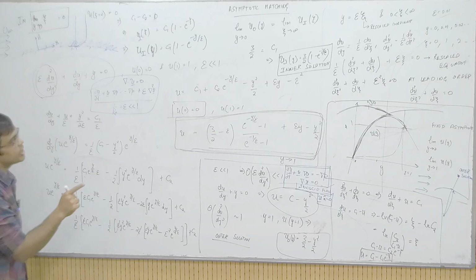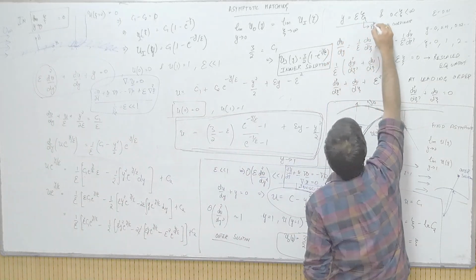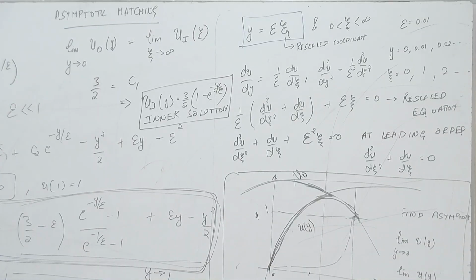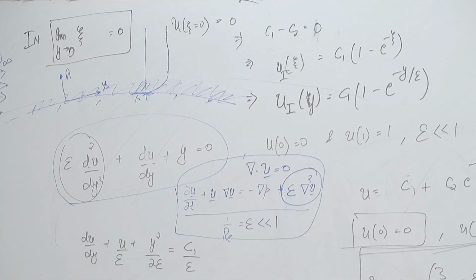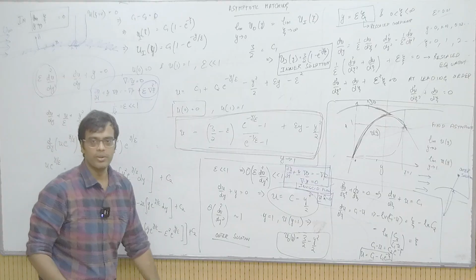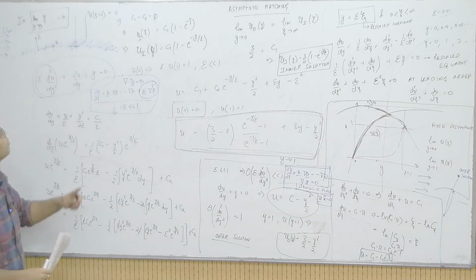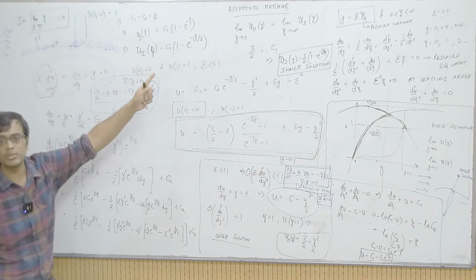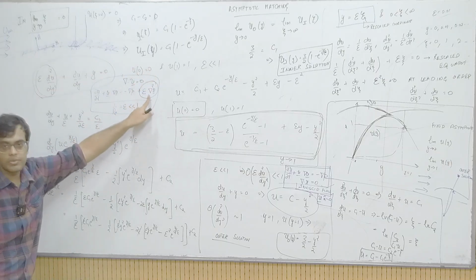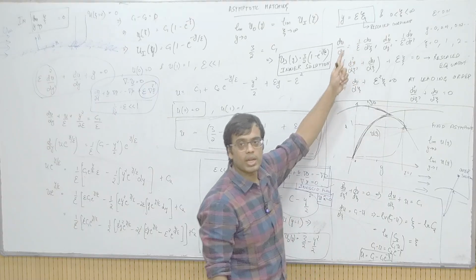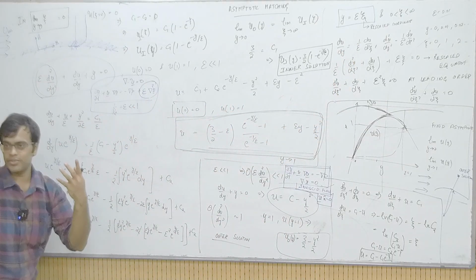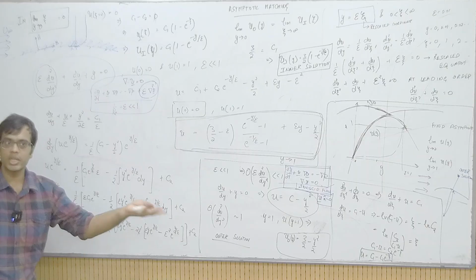And in that thin region, what you will have to do is rescale your coordinate. Once you rescale your coordinate, what you will see is that all the terms of epsilon del square u do not drop out. And that is the whole discussion of boundary layer theory. What is boundary layer? Boundary layer is this small region next to the surface where you cannot ignore the viscous effects. Once you rescale the coordinates, your epsilon del square u will have some order 1 terms. Not all terms will be small.